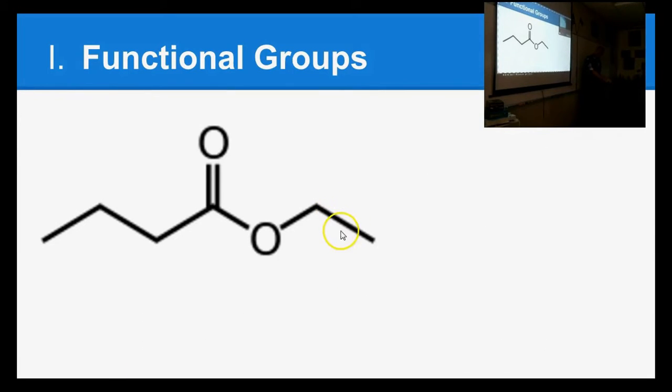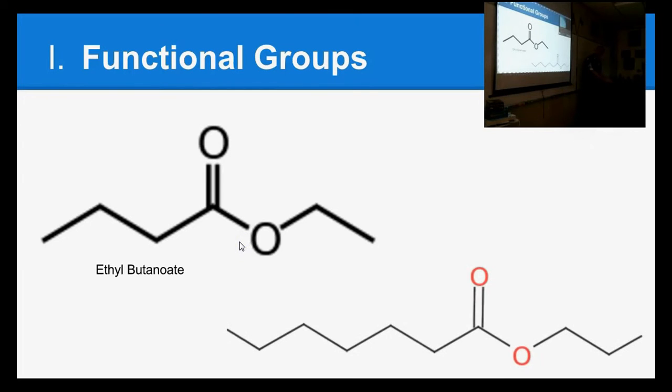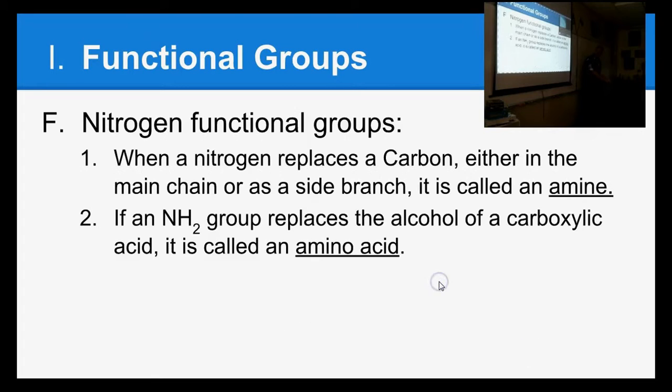So this has 2 carbons attached to the oxygen, 1, 2, 3, 4 carbons attached to the carbon side. So this is ethyl butanoate. Okay. This one has 1, 2, 3 stuck to the oxygen, 1, 2, 3, 4, 5, 6, 7 stuck to the carbon. So propyl heptanoate. Okay, so that's how these work.